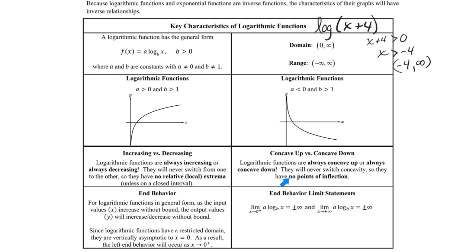So if we don't change concavity, if we don't go from concave up to concave down or concave down to concave up, we have none of those other points, the points of inflection. Remember, extrema is where we go from going up to going down, increasing to decreasing, or decreasing to increasing. Points of inflection is where we change concavity.